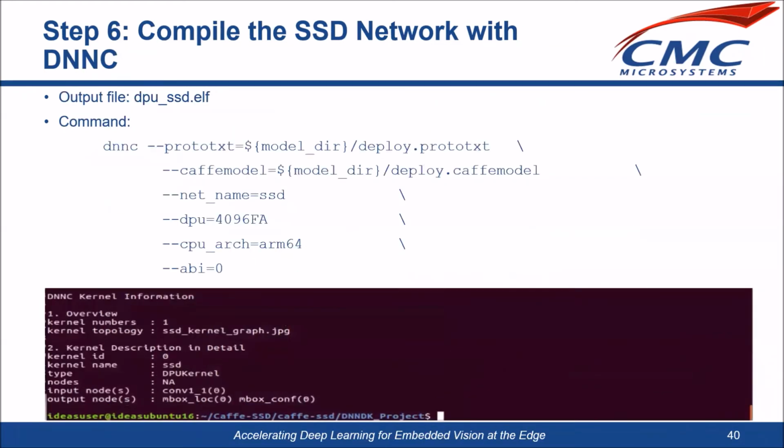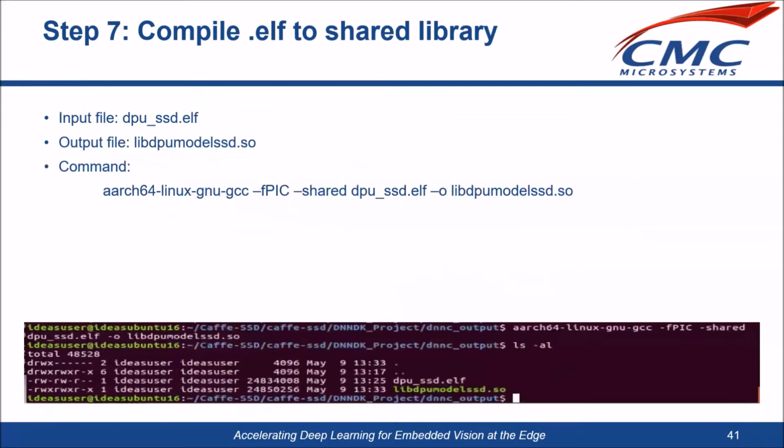Once the network has been quantized, it's compiled into a shared library using the DNNC tool. The output of this command is an ELF file. And then an additional step to use the model as a Gstreamer plugin is to compile into a .so shared library file, which can then be used in the SDSoC environment.